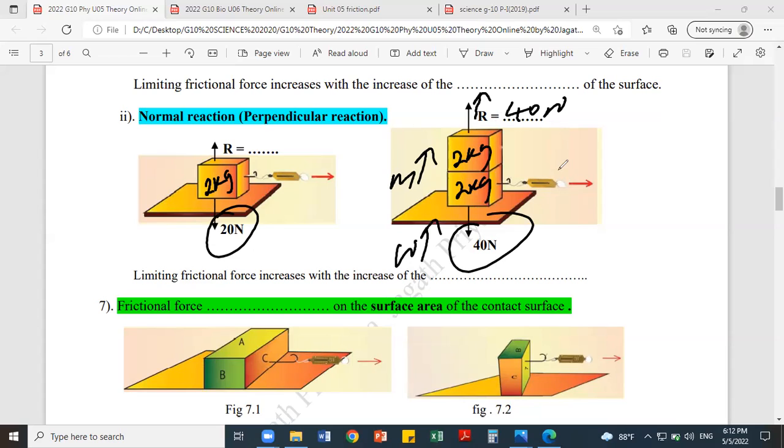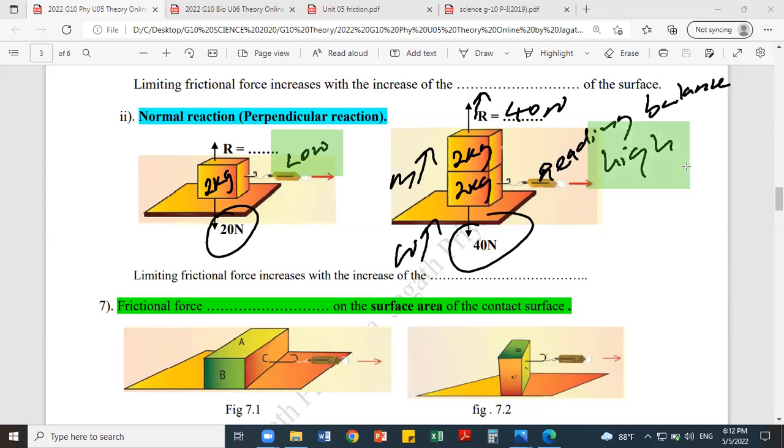Then with the increase of the reaction, the reading of the Newton balance when it's just about to move, you can record. In the first one, you get a lower reading. Here the reading will be low, and here the reading of the balance will be high. So what is the conclusion? With the increase of the perpendicular reaction, limiting frictional force increases. R is the normal reaction. Normal reaction depends on the weight acting downwards, and the weight depends on the mass of the object.